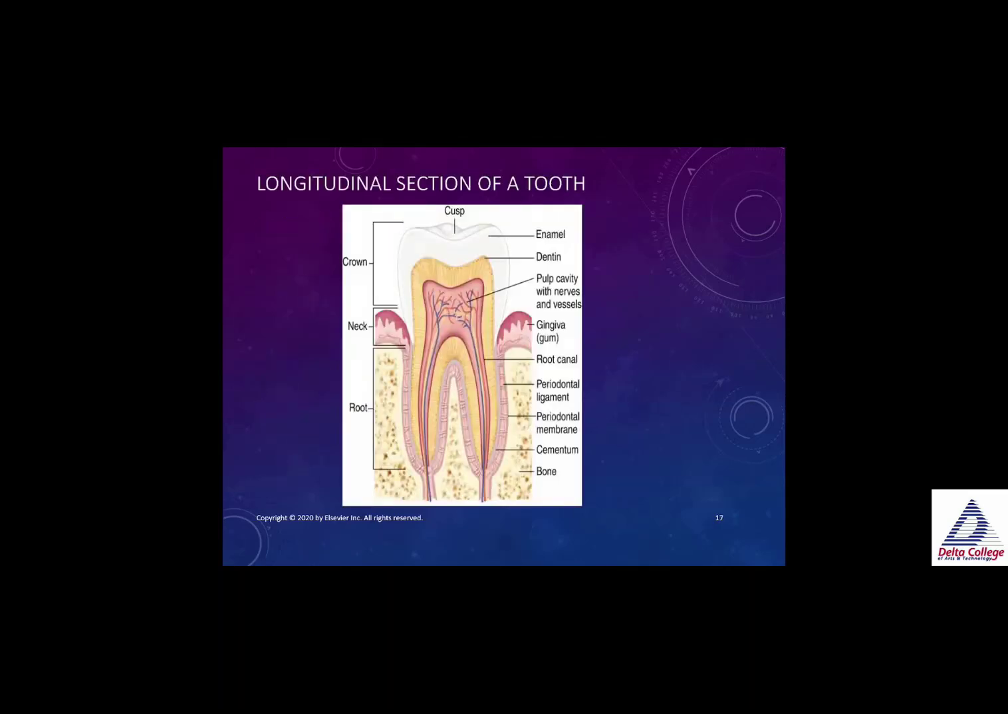So here you can see the three parts that make up the tooth: the crown, the neck, and the root. You can see the root canal that goes down.